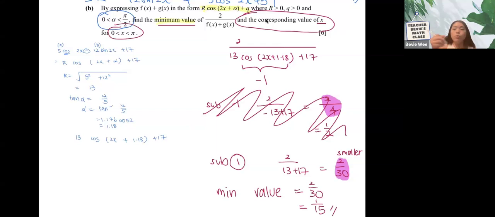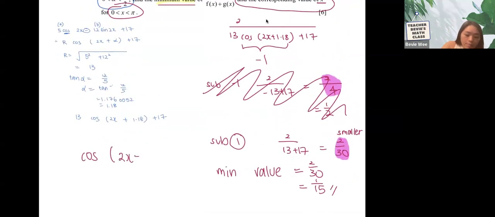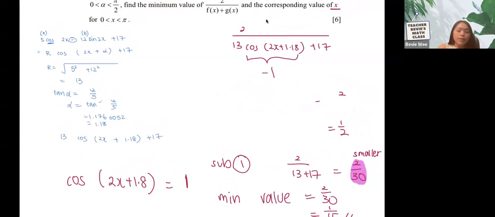For x to be between 0 to pi. What are they trying to tell you? Solve for values of x. How to solve? Just now we already said the cosine portion, which is 2x + 1.18, equals to what did you sub in? 1. And here comes the solving part. Remember how to solve or not? Before we even start to solve, we have to change the what first? Anyone?